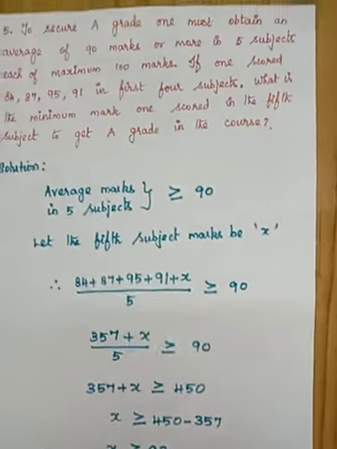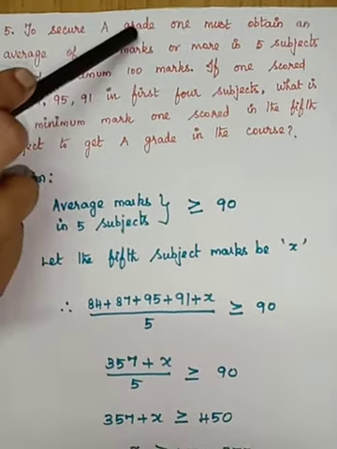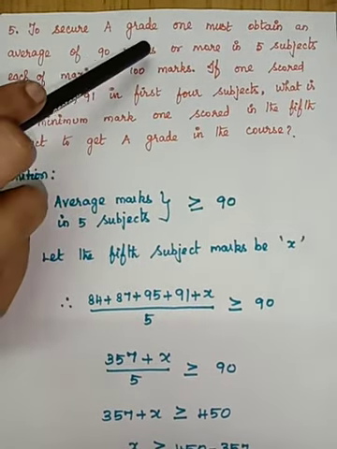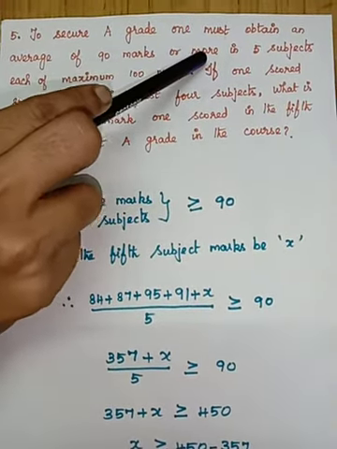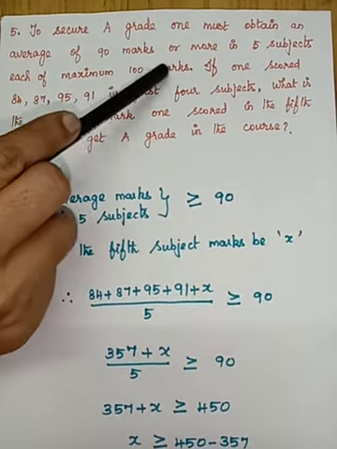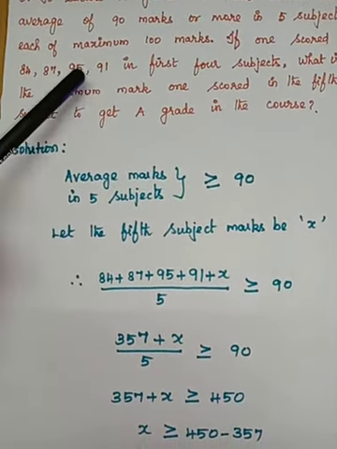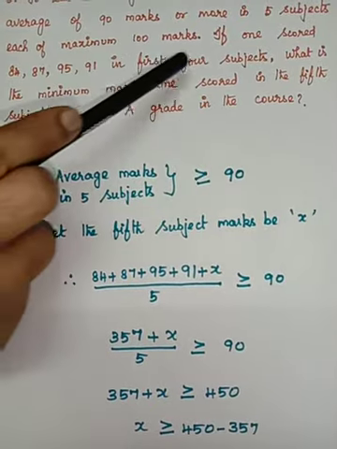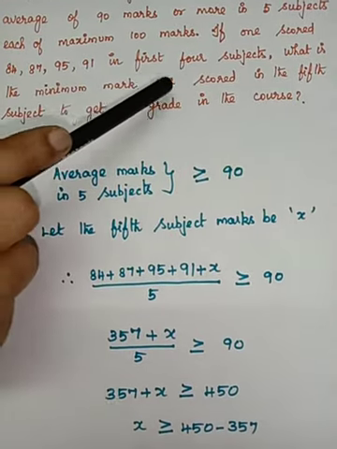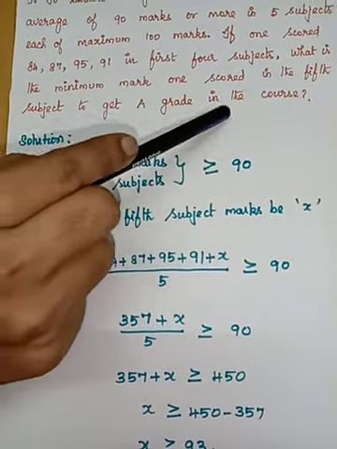And come to the fifth problem. You see that to secure A grade, one must obtain an average of 90 marks or more in 5 subjects, each of maximum 100 marks. If one scored 84, 87, 95, 91 in the first 4 subjects, what is the minimum mark one scored in the 5th subject to get A grade in the course?